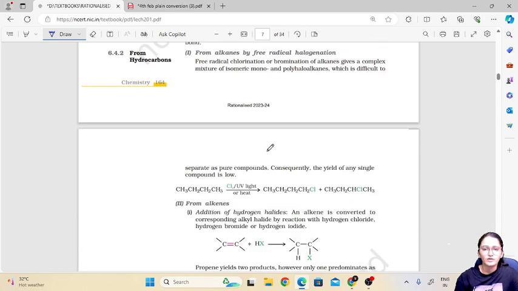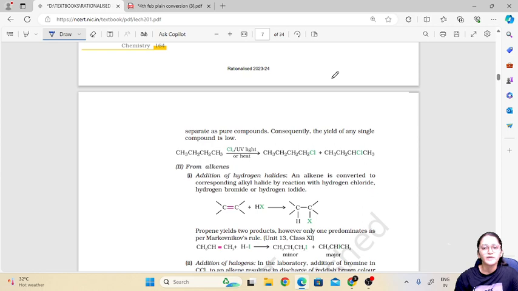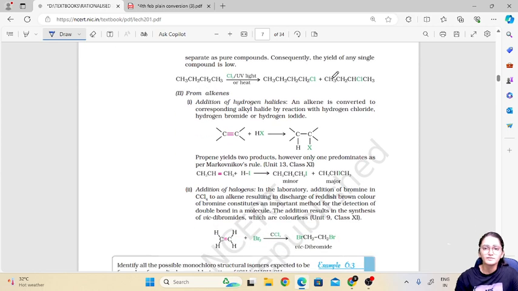Then next is from hydrocarbons. From hydrocarbons we can prepare, first of all, from alkanes by free radical halogenation. Here we basically take chlorine to carry out the reaction. What we do here is we take hydrocarbon, that is alkane. Here we have taken butane.